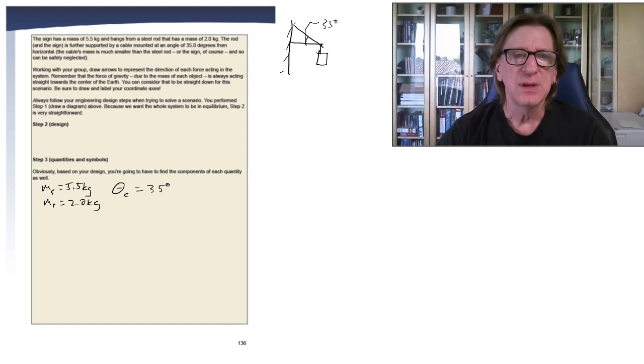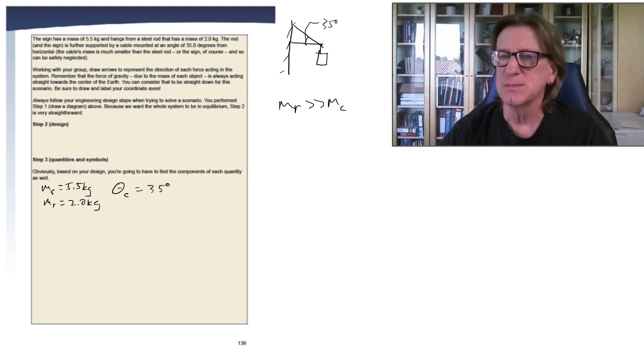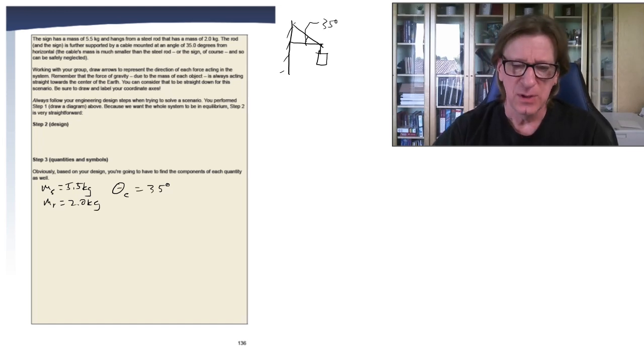Okay. So we're ignoring the mass of the cable because that's obviously going to be much smaller than the mass of the rod or the sign, either one. We're ignoring it in the sense that the mass of the rod, for example, is much greater than the mass of the cable. And so therefore it's not going to have any effect on what we're doing, not any effect that we can detect anyway. Okay. Now what we want to know is, what is the tension in the cable? And we don't know what that is offhand, right? And that's going to be in newtons.